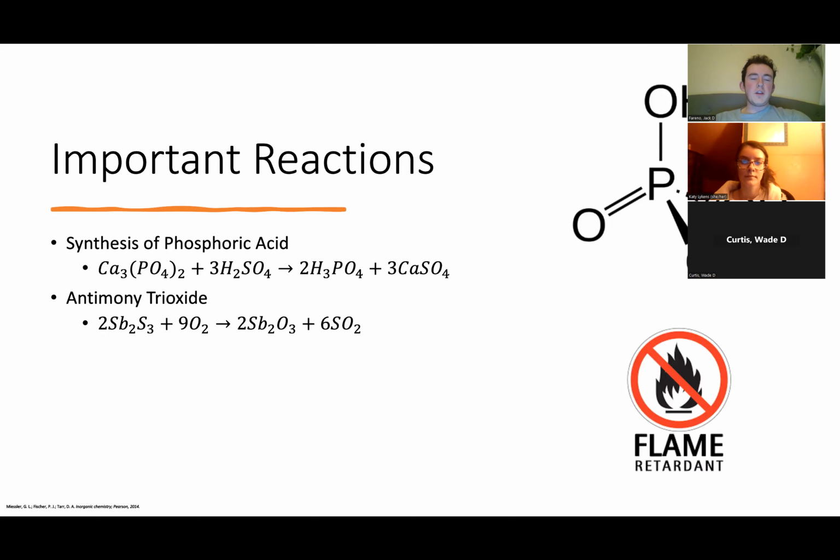So some other important reactions with the other atoms in group 15: the synthesis of phosphoric acid using calcium phosphate and sulfuric acid. And then the synthesis of ammonium trioxide using ammonium sulfide. Ammonium trioxide is a white powdery sand-like substance, and is often used as a flame-proofing agent.